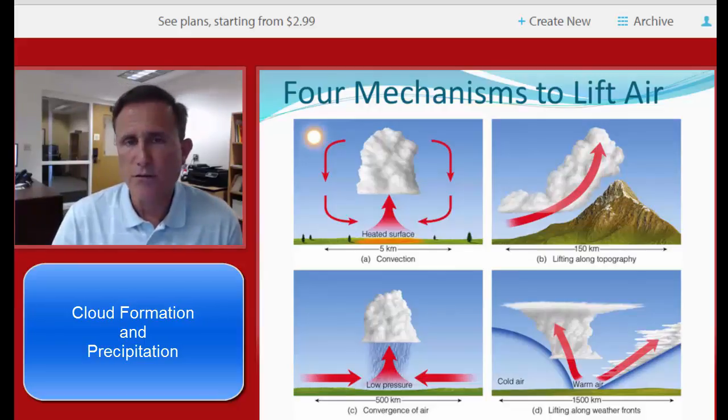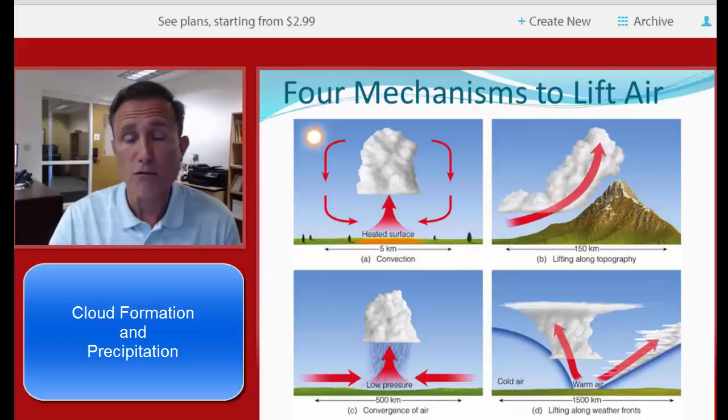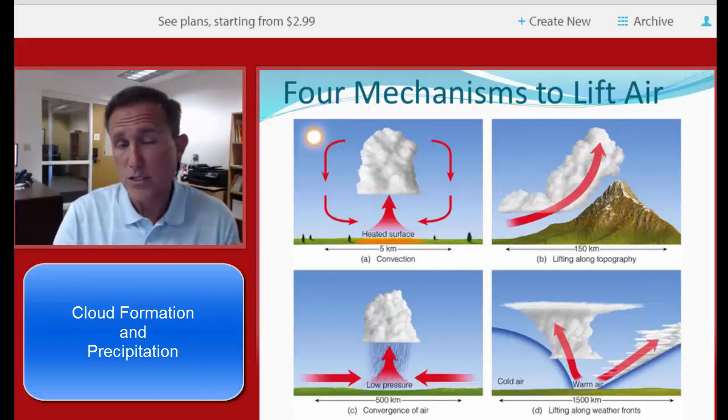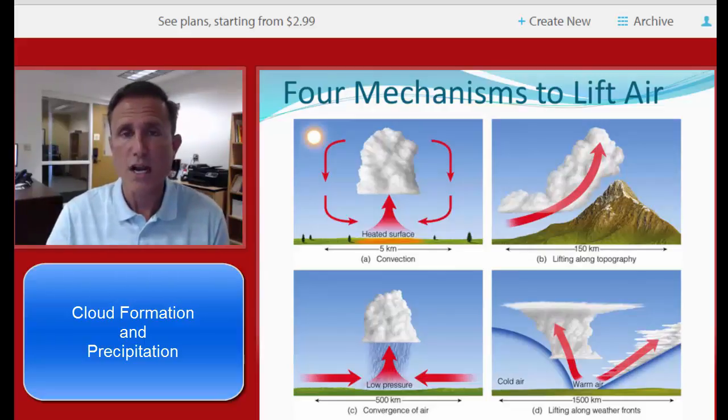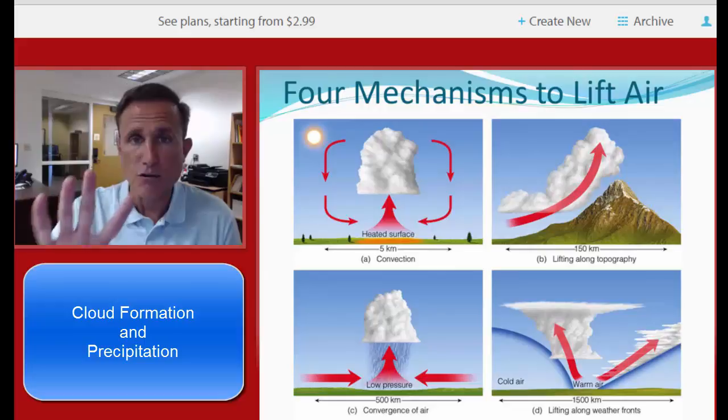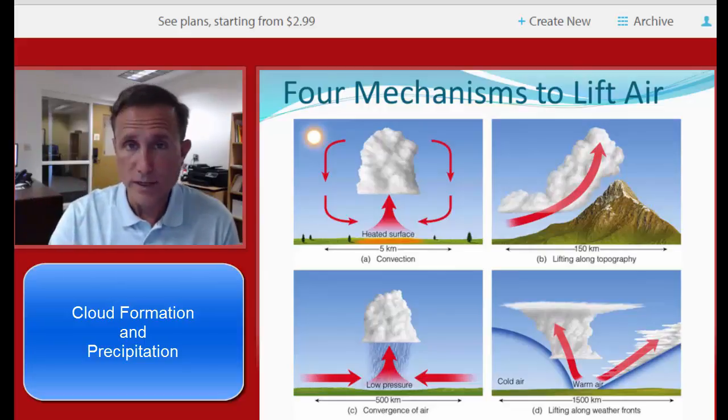The 2 other ways we can force air to rise is over an area of low pressure or over a frontal boundary. And frontal boundaries are considered to be elongated areas of low pressure, so both of those methods really are forcing air up over low pressure. So your 4 ways to force air to rise: over a heated surface, orographic lift, over an area of low pressure, and then over a front.